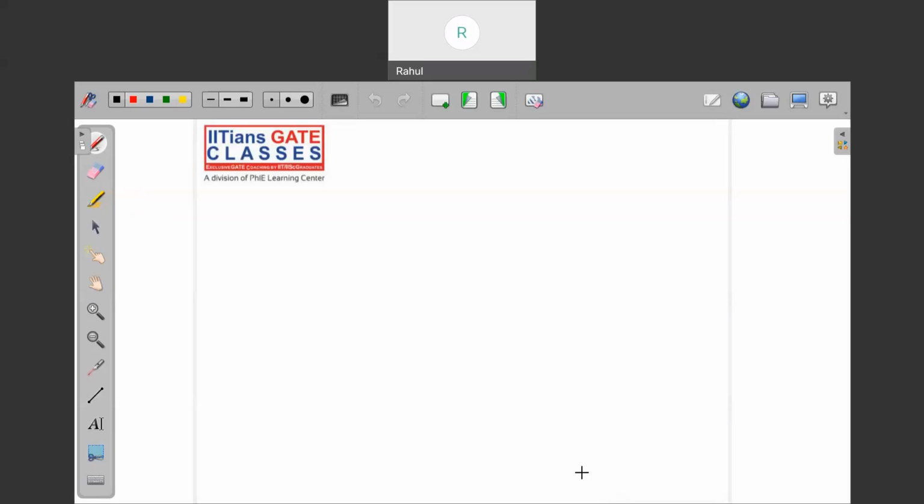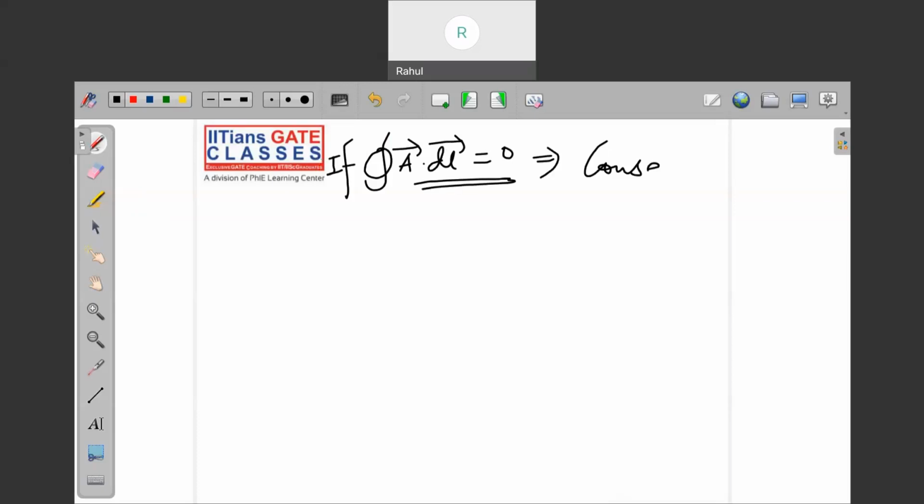Okay, so you can see here the conclusion we can make from here is, if you are computing this and it becomes zero, then this kind of field is conservative. So if they ask from this question, they can ask whether this field is conservative or not.